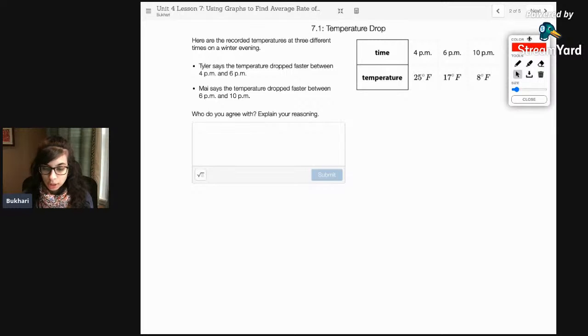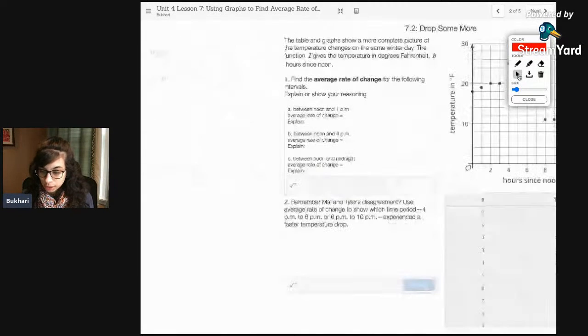Here's a table. In 7.1, you're asked to find a recording. Here are 3 recorded temperatures at 3 different times on a winter evening. Tyler says the temperature dropped faster between 4 p.m. and 6 p.m. May said the temperature dropped faster between 6 p.m. and 10 p.m. What do you think is more correct? Remember, when we talk about temperature dropping faster, we're talking about it's getting colder at a quicker rate. So think about, is it getting colder faster from 4 to 6 or 6 to 10? And explain what you mean.